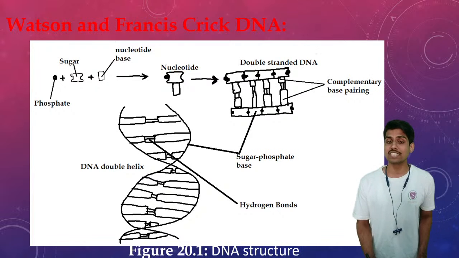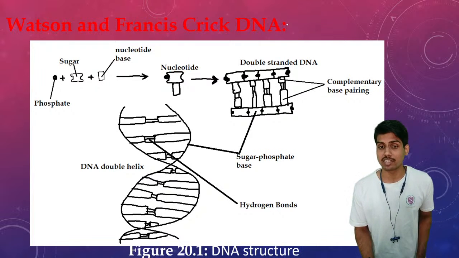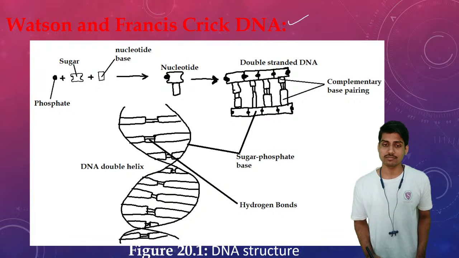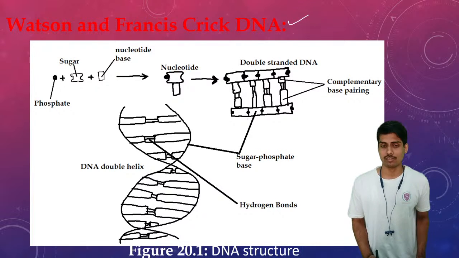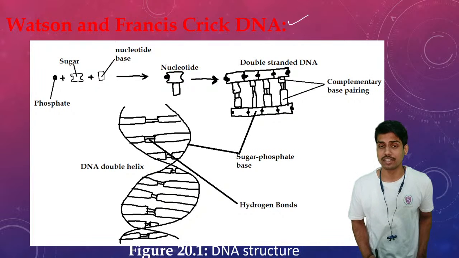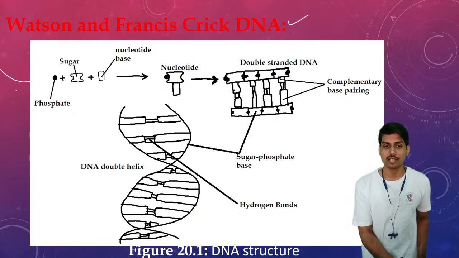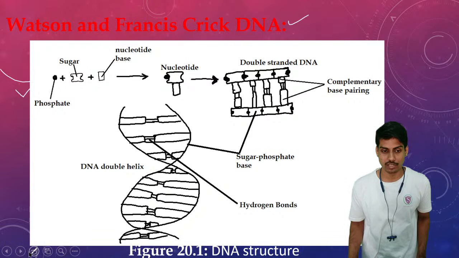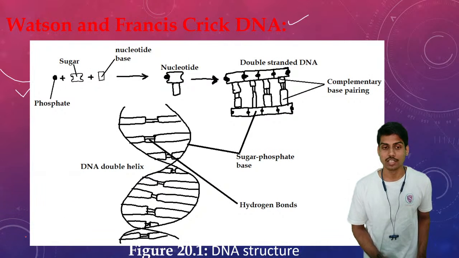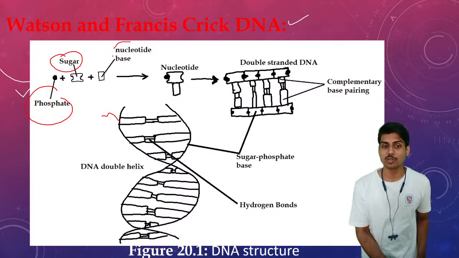So let's see the Watson and Francis Crick model of DNA. What the Watson and Crick model of DNA gave is that DNA is composed of these components only. We have seen the phosphate group and the sugar. Now we will change the color. This is the phosphate group, then it will have a sugar molecule attached to it and a nucleotide base.